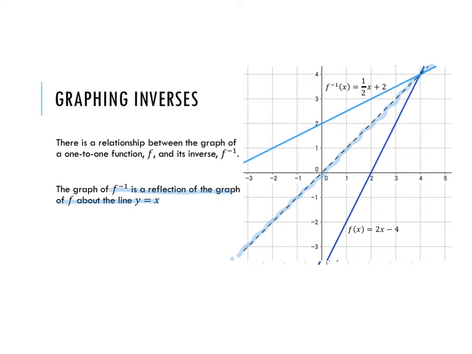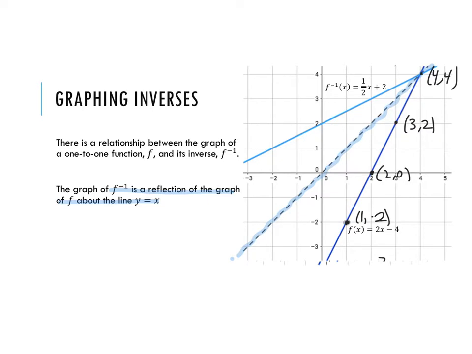So if we look at f of x equals 2x minus 4, notice we have our ordered pairs. So this is an ordered pair at 1, negative 2. We have one here at 2, 0. And we have one here at 3, 2. And we have obviously 4, 4.